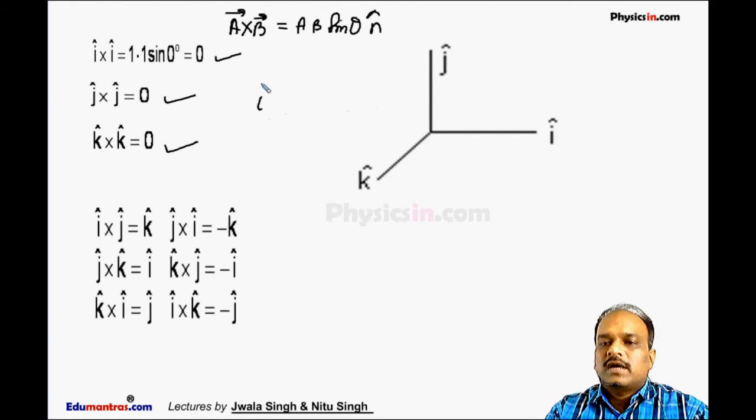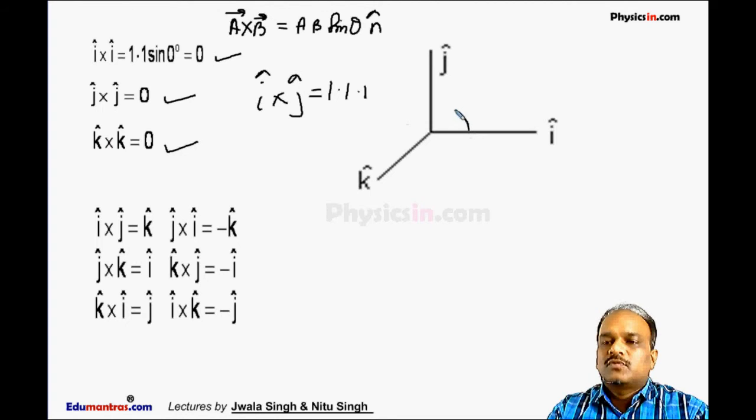Now I cross J. I cap cross J cap: mod of I cap is 1, mod of J cap is also 1, and the angle between I and J is 90 degrees, so sine 90 is 1. For the direction, if we rotate I cap towards J cap, the thumb will point in the direction of K cap. So I cap cross J cap is K cap. Similarly J cross K means we rotate J towards K, so it is in the direction of I cap. K cross I: if we rotate K towards I, it is J cap. Similarly, J cross I is minus K cap. K cross J is minus I cap. And I cross K is minus J cap.